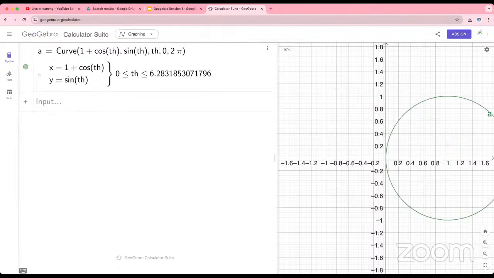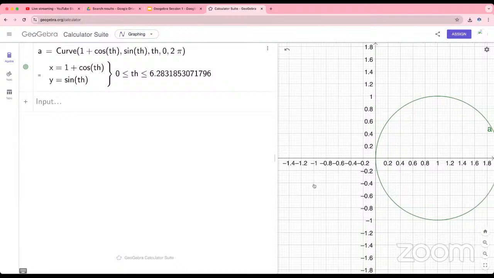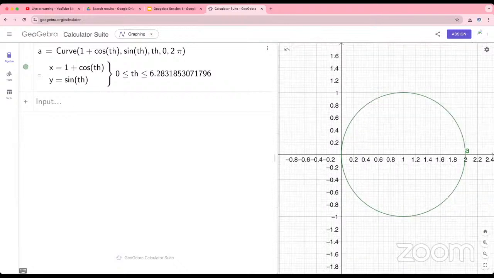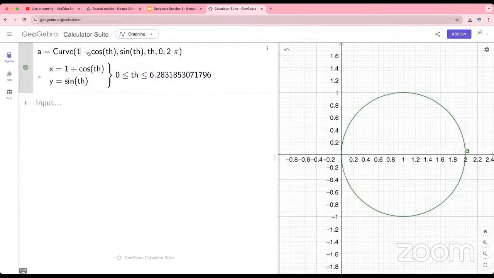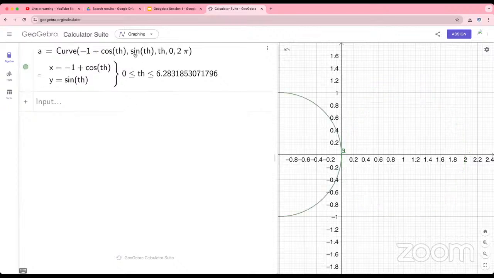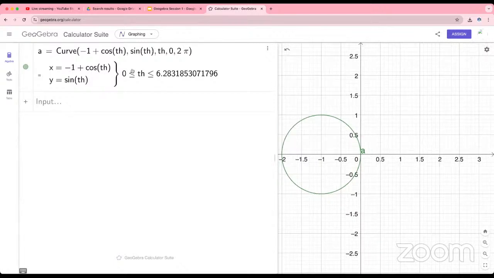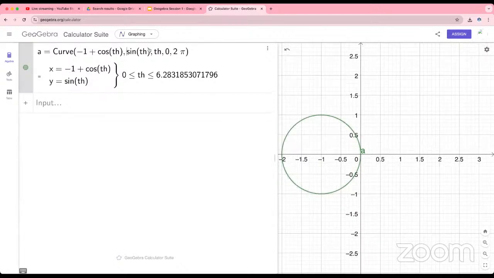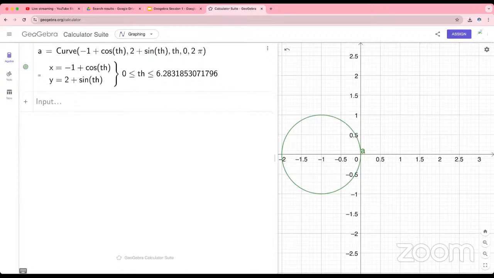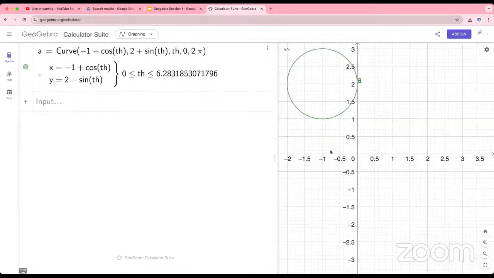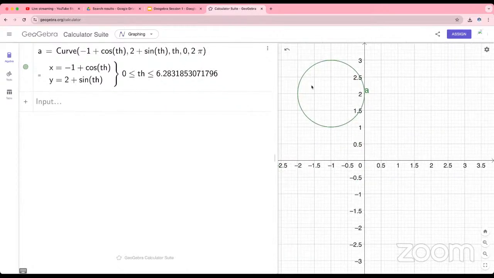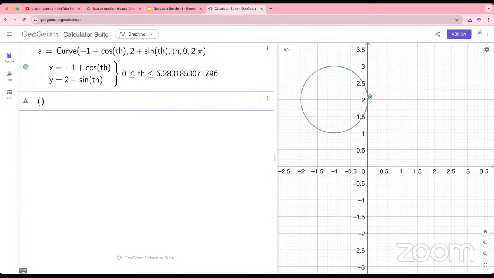right hand side. What if I want, yeah, and if I let's say do the x minus 1, then it would be shifted towards the left hand side, isn't it? If I want to shift it up, what will we do? If I wanted to have 2 units up, then this is what you do. So the center of this particular circle would be (-1, 2), isn't it? This is the center of your circle.